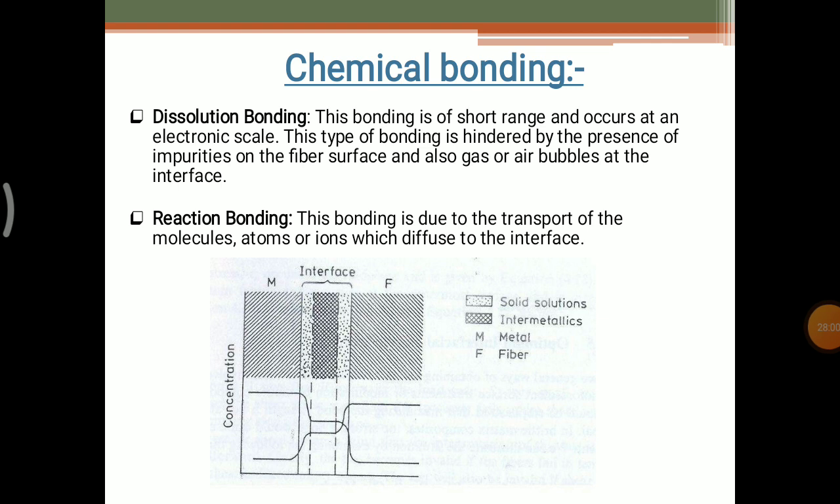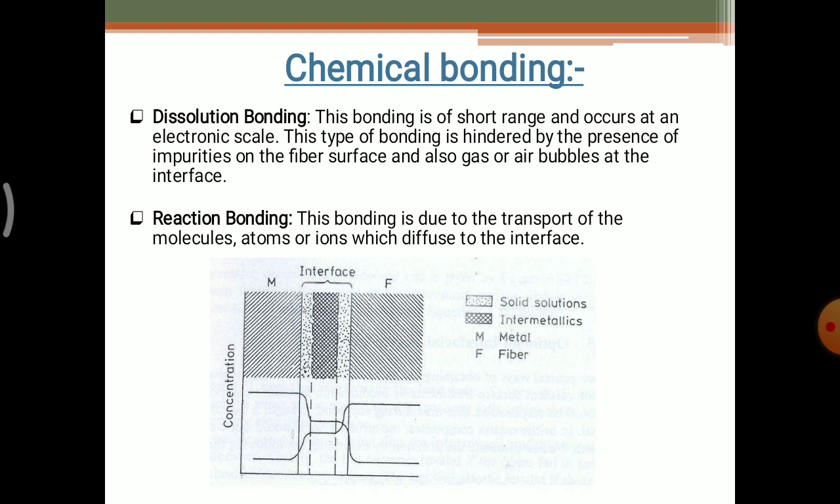And the last one is chemical bonding. Chemical bonding consists of two types of bonding. The first one is dissolution bonding, and the second one is reaction bonding. In dissolution bonding, the bonding is of short range, is less used, and occurs at an electronic scale. This type of bonding is hindered by the presence of impurities.